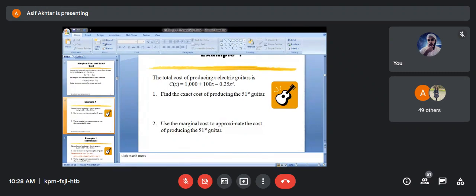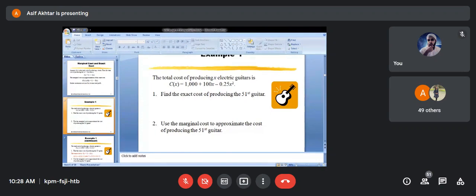So what is given in this question? In this question, the cost function is given. The cost function of what? The cost function of manufacturing electric guitars. And the cost function is given as 1000 plus 100x minus 0.25x squared. This is the cost function that is given to us.